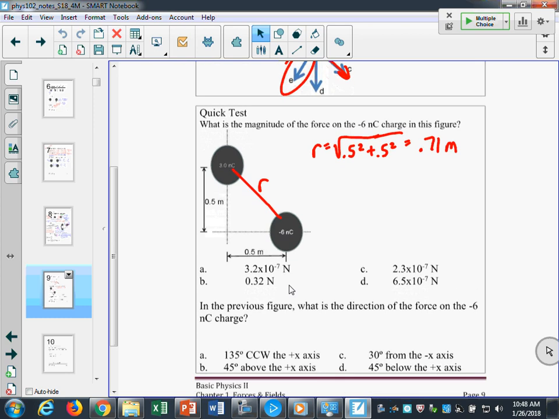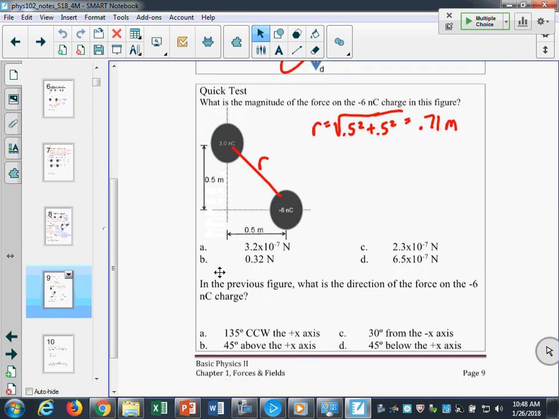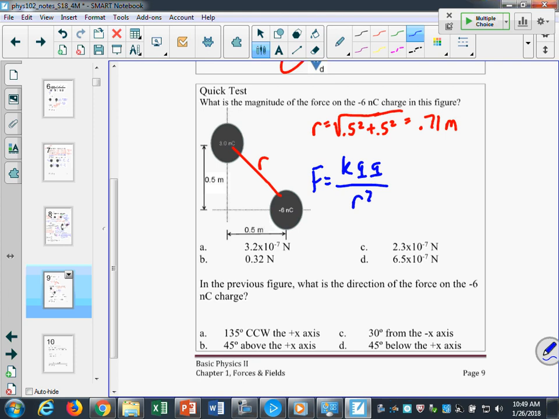Oh, yeah, we didn't finish this. I gave y'all the answer on this first one, right? Let me show you how to work it. So we want to find the force on the 6 nanocoulomb charge. In order to do that, we say that F is equal to K Q Q over R squared.